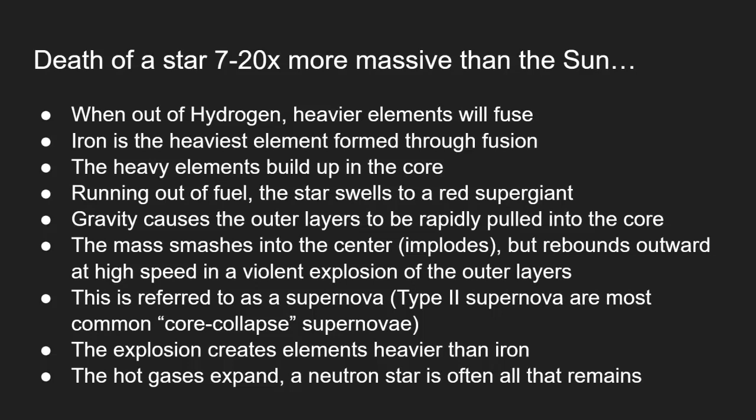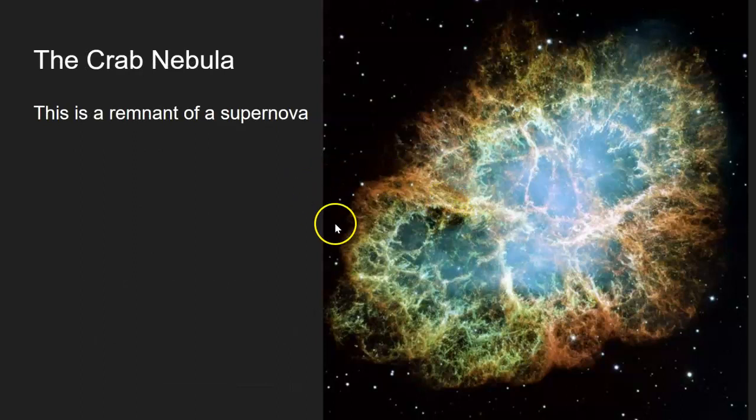This is referred to as a supernova, the most common one being a type 2 supernova, also known as a core collapse. The explosion will actually create elements heavier than iron, because now you have much more pressure, much higher fusion, and it will create these heavier elements. The hot gases that have blown off will expand, and all that will be left is a neutron star. So here's a remnant of a supernova. Somewhere in here, there is all that's left, a neutron star somewhere in the middle, and these are the outer layers that have blown away. And this is expanded a long way, light years away from the center.